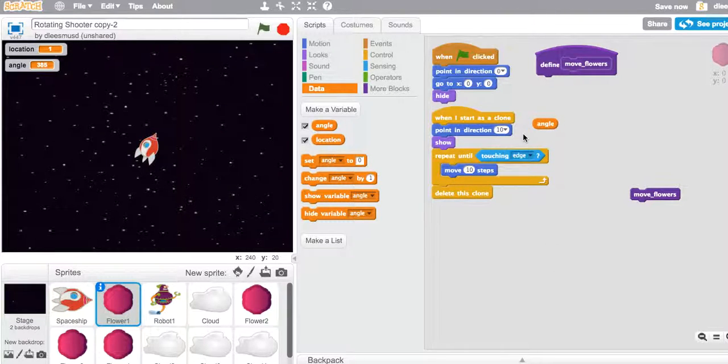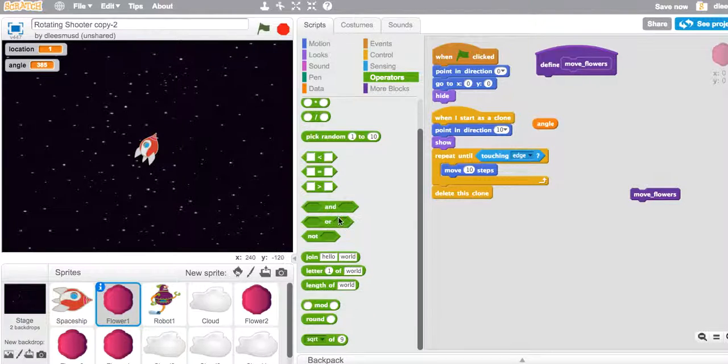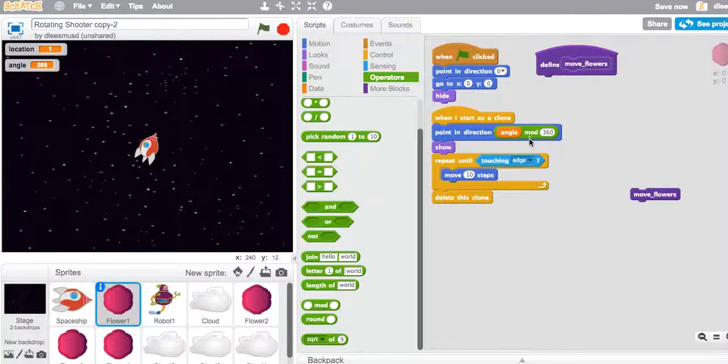Okay, so instead of the angle, let's come here to the operators. And mod is used so much in computer science that they have a mod programming block here. So I'll grab that, and let's do the angle that the ship is in. The angle would be 385, and we want to mod that by 360 to get our angle of 35 that we're going to point the flower in. Okay, so let's go ahead and try that. And now if we turn around, we can shoot according to which direction the ship is in.